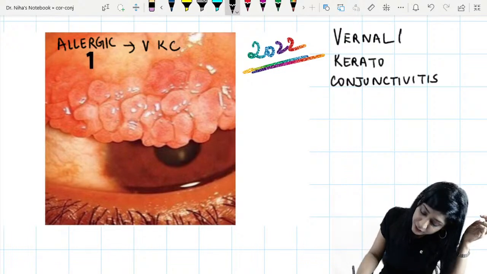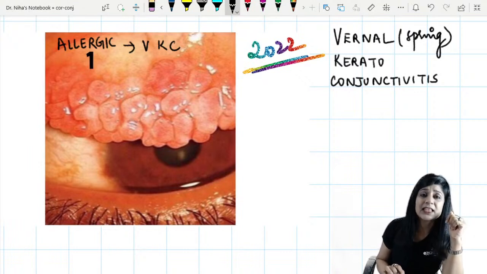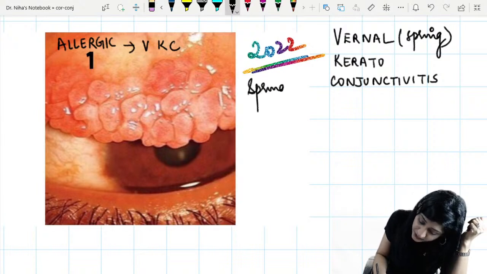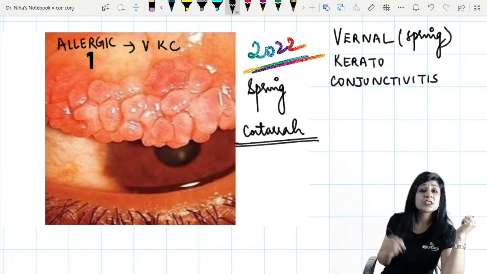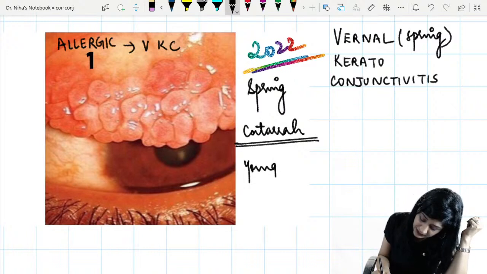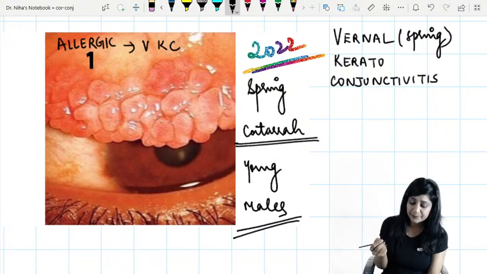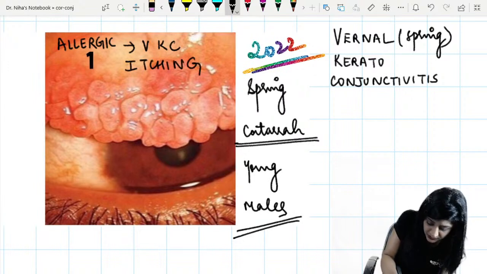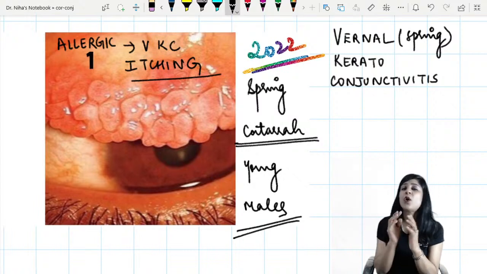So actually the word vernal means spring. Because it was a misnomer that it was common in the spring season, that is why it was named vernal keratoconjunctivitis, and they also call it spring catarrh. This is very, very common in young males, and the typical thing that you are getting is itching. Always remember you are going to get the itching. Now one more dictum, whenever you are having itching in the question, always go for allergy.